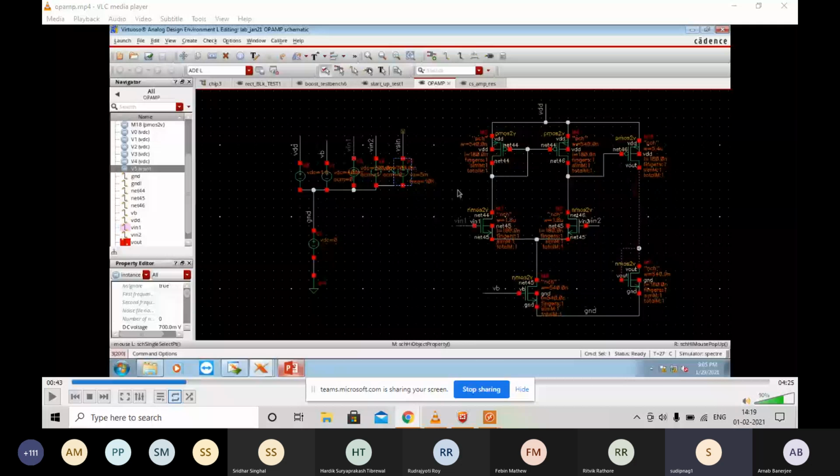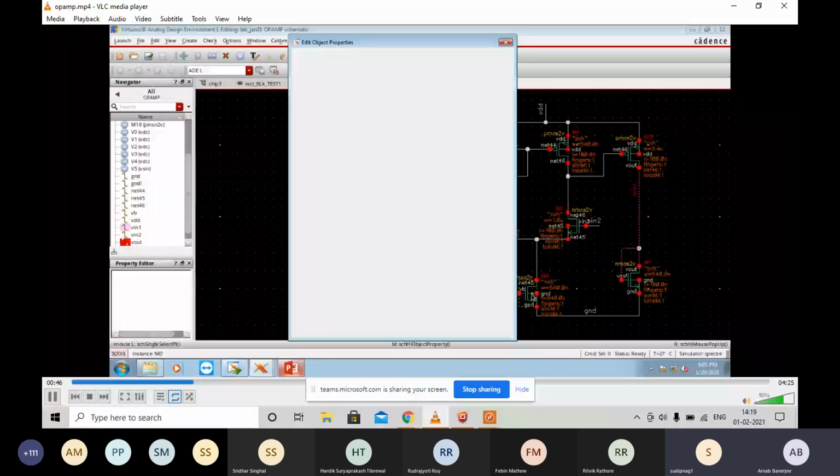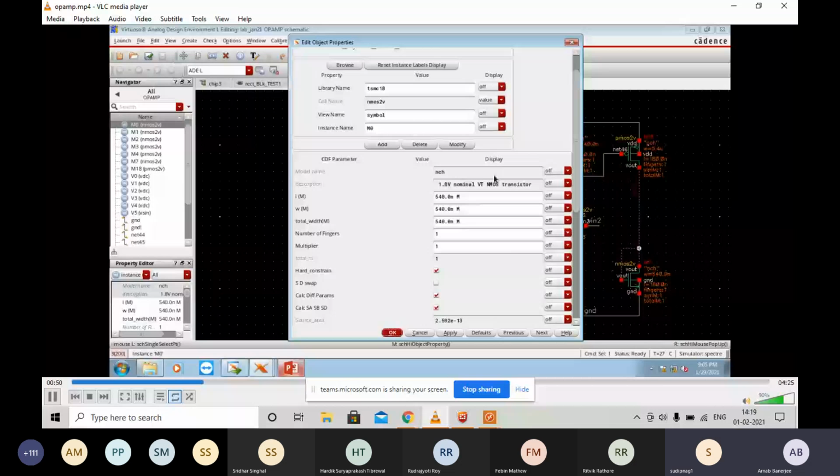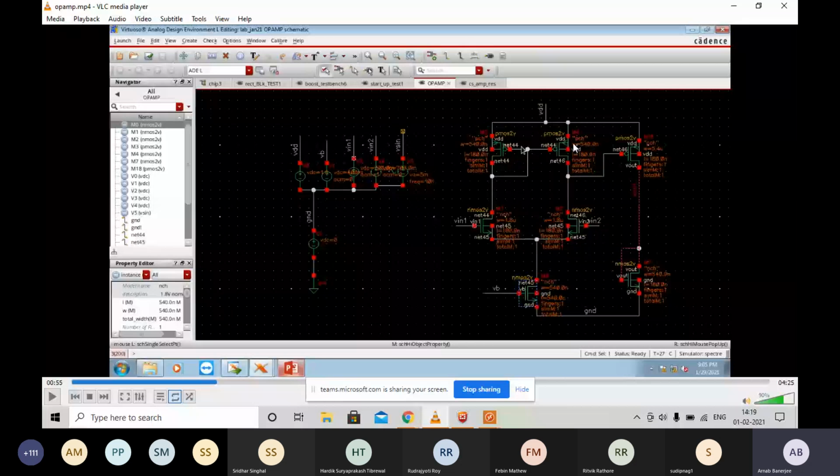Okay, we can continue. So next we'll see the sizes. I'm keeping a minimum size W by L of 1 for the tail current source. These two have to have similar size, and these two have to have similar size. I think you know this for a differential amplifier. I'm showing the size of only one of them. The other one will be the same.